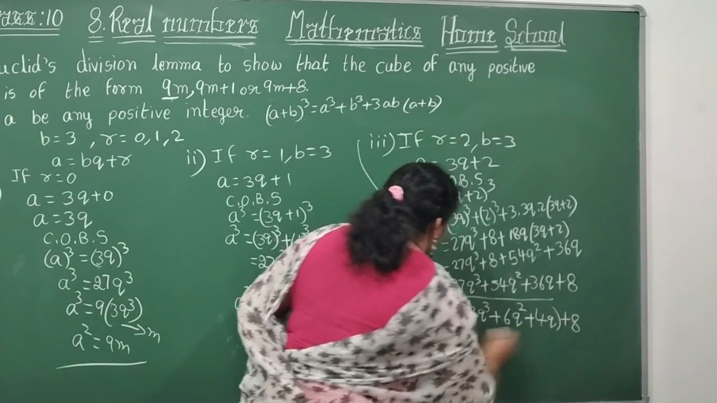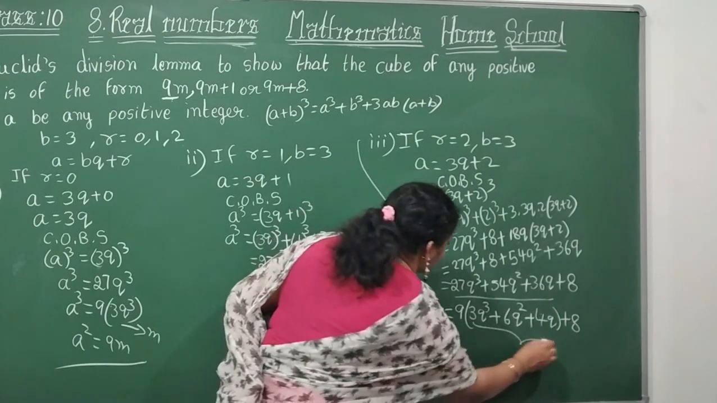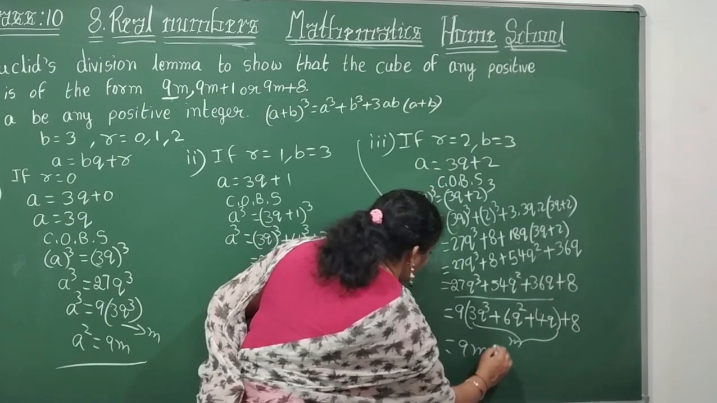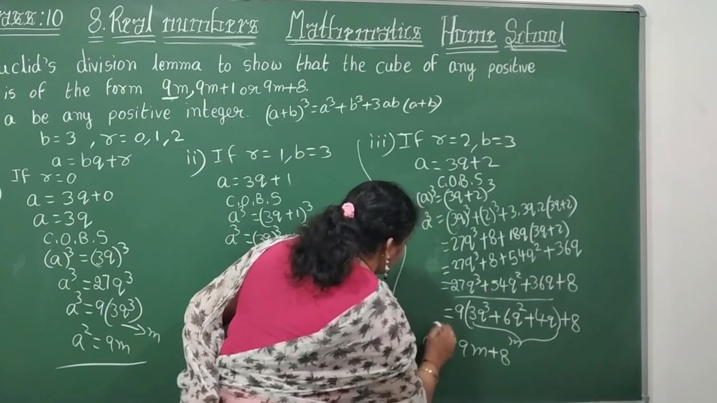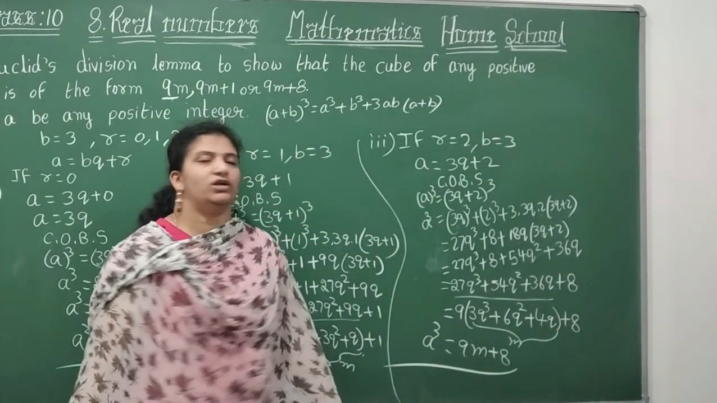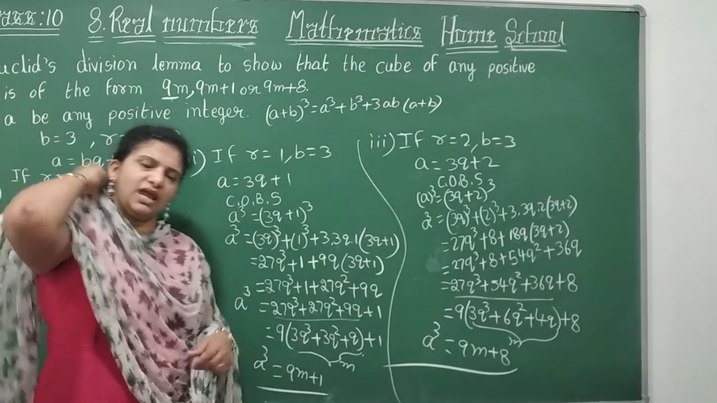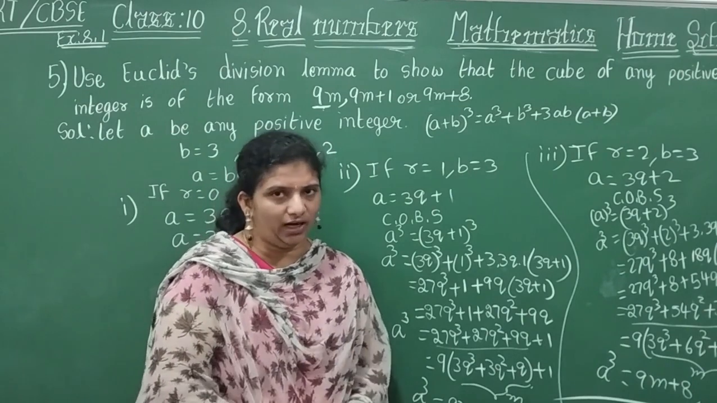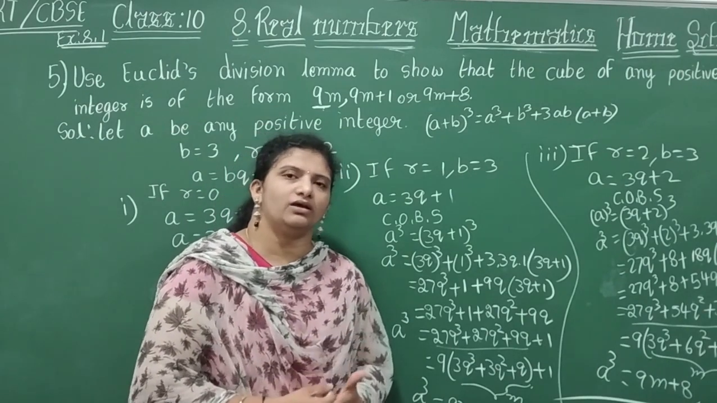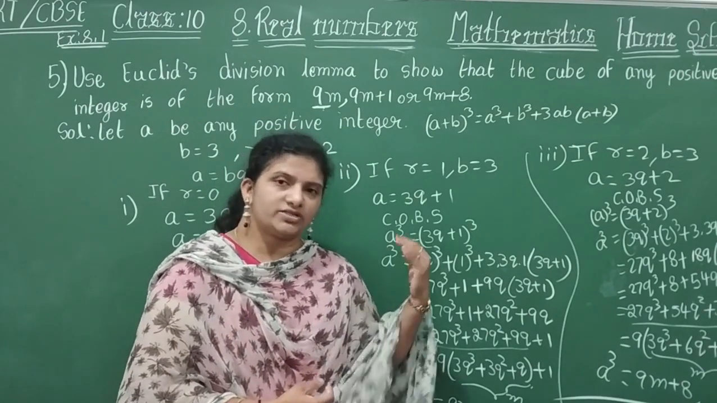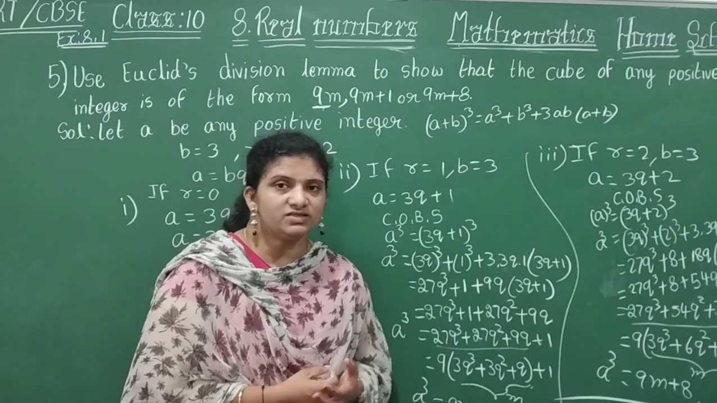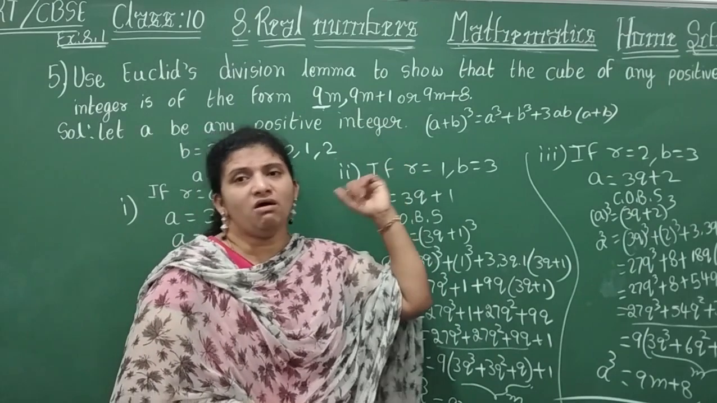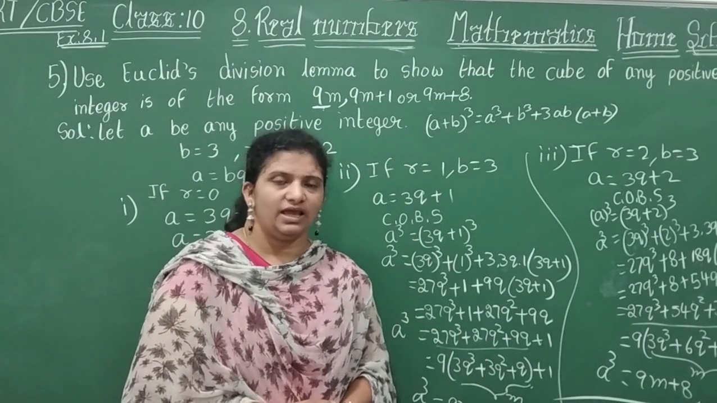So now observe here, children. Let me consider this full set as m. Finally 9m plus 8. That is a cube is equal to 9m plus 8. See here, children, if you take 9 also, in the same manner you can write. So whatever you get, the cube of a positive integer will be in the form of either 9m plus 1 or 9m plus 8.